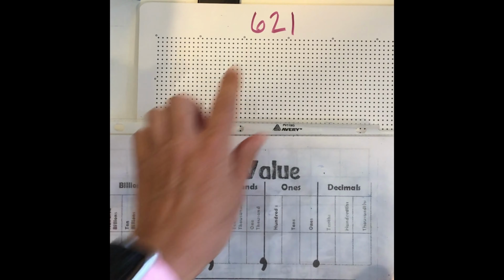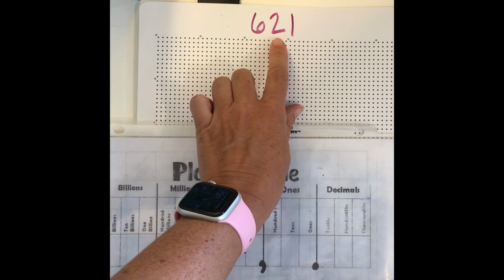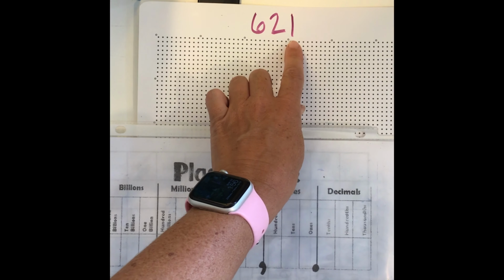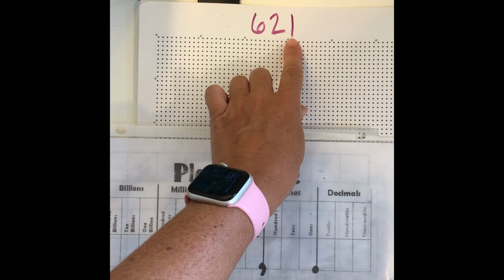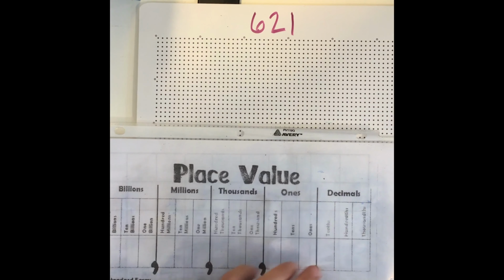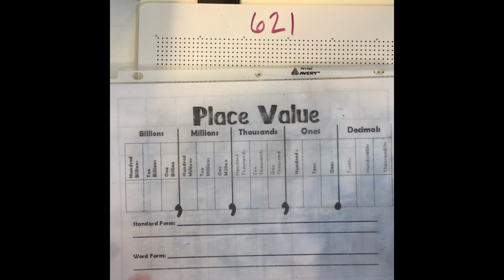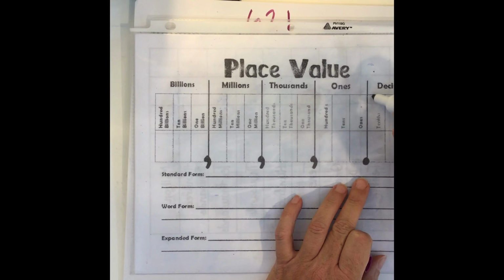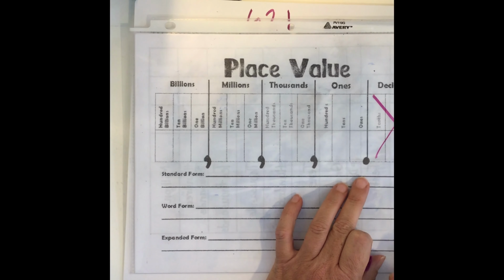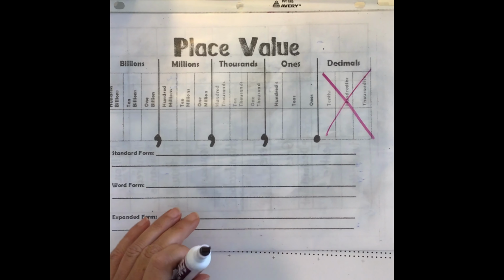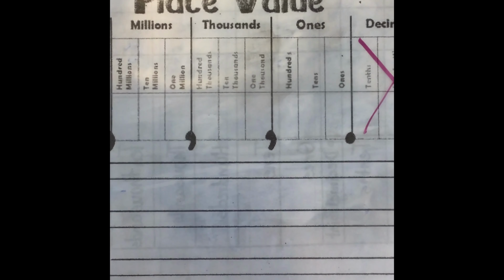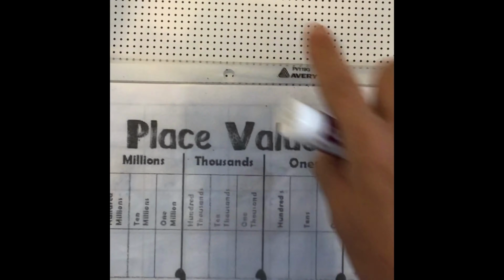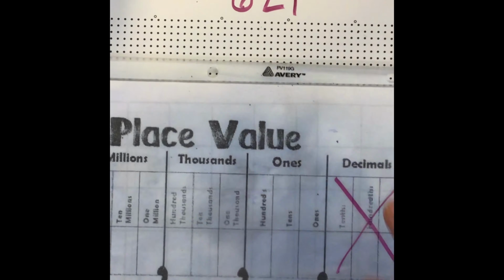Okay, we're going to start by talking about this number, 621. So the number in this form is the standard form of the number. Okay, so if we are using our place value chart, we are going to ignore for now this decimal section. And we're going to zoom in on the ones period in this case because we only have 3 digits, 621.